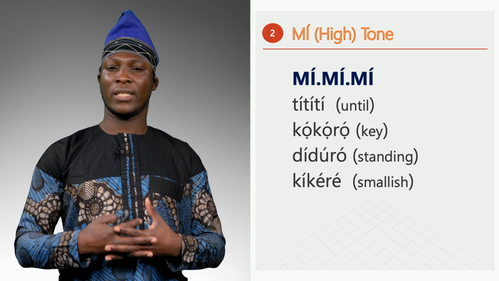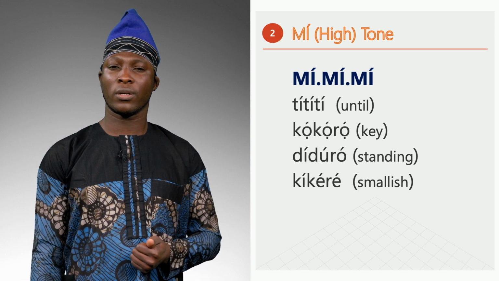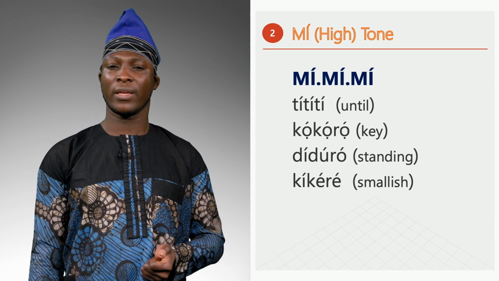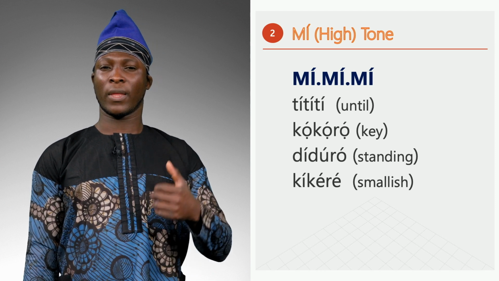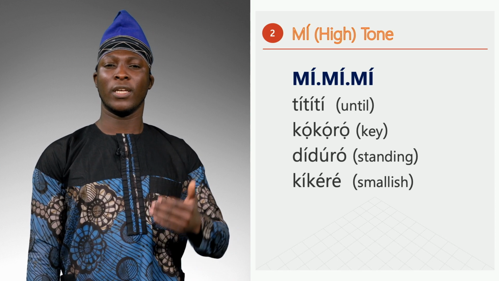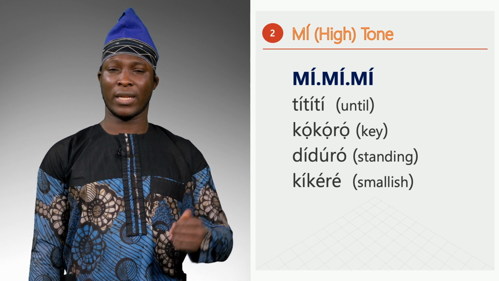Apart from these bisyllabic words, you can have the high tone occur in trisyllabic words, words with 3 syllables. And the examples of these words with me are ti, ko, ro, di, do, ro, ke, re. I'm going to go over this again. Ti, ko, ro, di, do, ro, ki, re. So that's me.